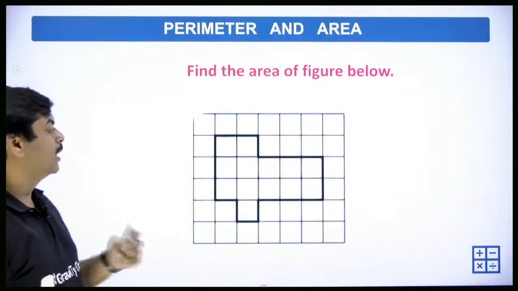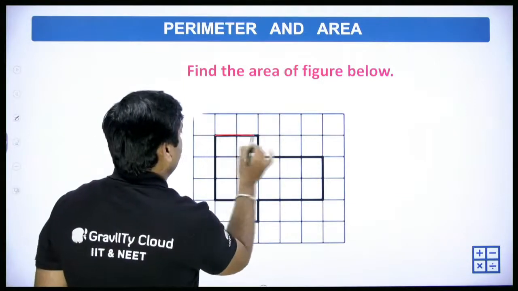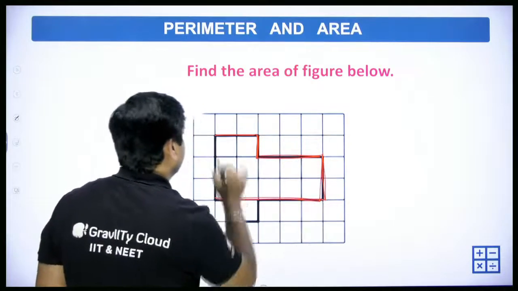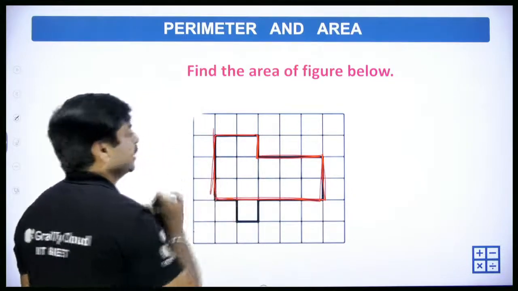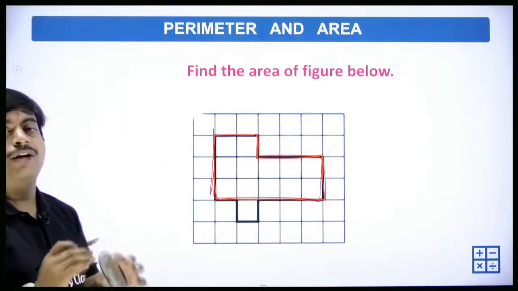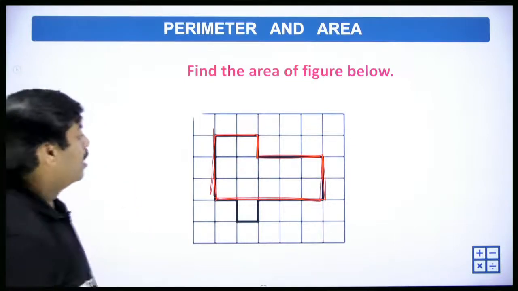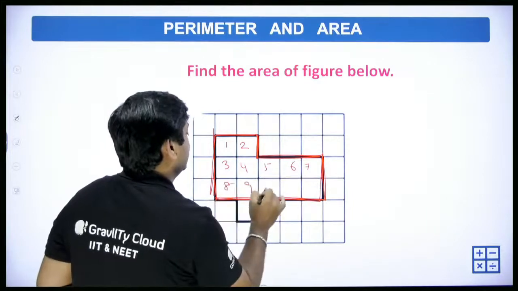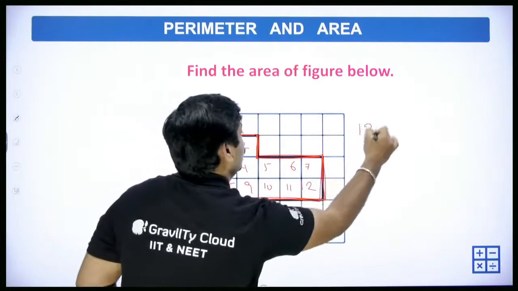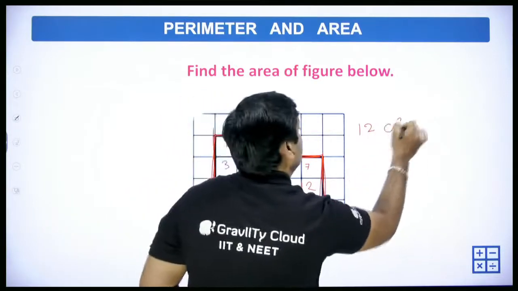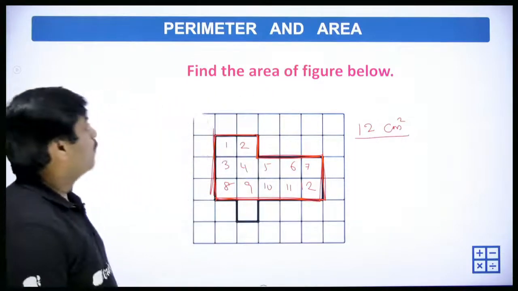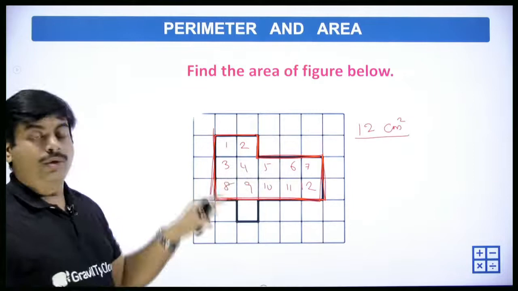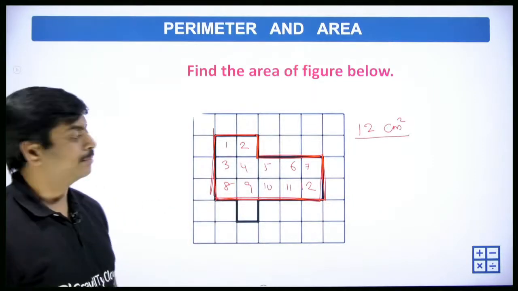Alright, next one. Find the area of the figure below. Okay, so here is the figure. I'll draw it once again. This is one part, next line, the next line, and again from the starting. This is how the given figure is. We need to find the area. First of all, try to bring all the perfect squares. 1, 2, 3, 4, 5, 6, 7, 8, 9, 10, 11, 12. So the answer should be 12 centimeters square. Let me count again: 1, 2, 3, 4, 5, 6, 7, 8, 9, 10, 11, 12. So the complete area is 12 centimeters square.